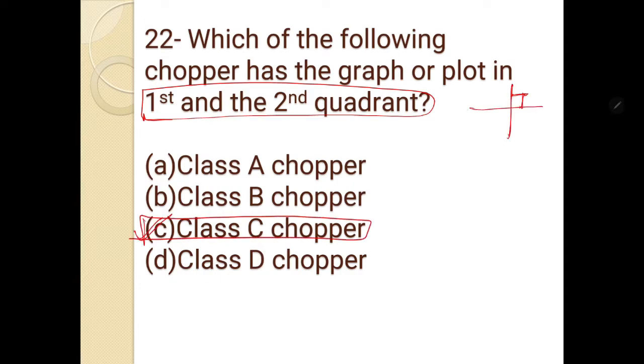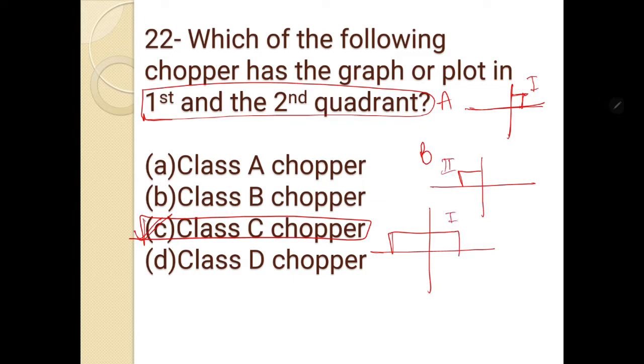Class A has a plot in the first quadrant only. For class B, the plot is in the second quadrant only. For class C chopper, the plot is in the first and the second quadrant. And for class D chopper, the plot is in the first and the fourth quadrant. So, for the first and the second quadrant, class C chopper is the correct option.